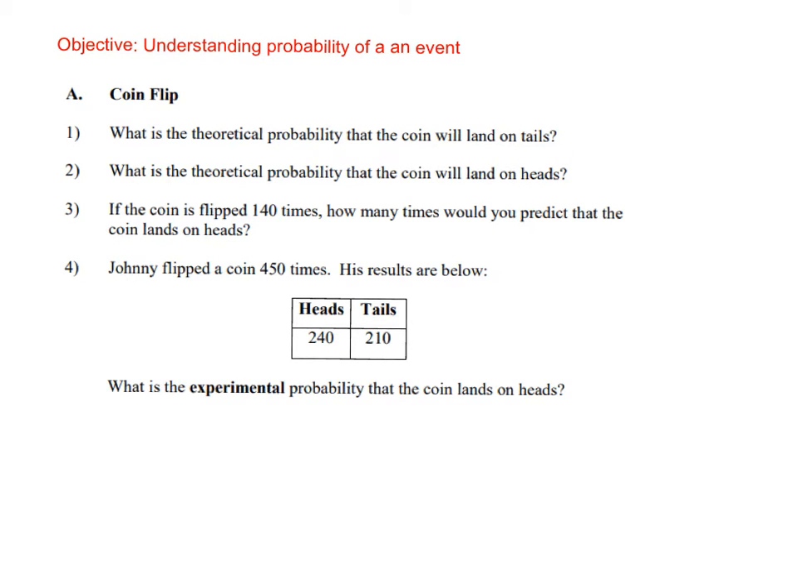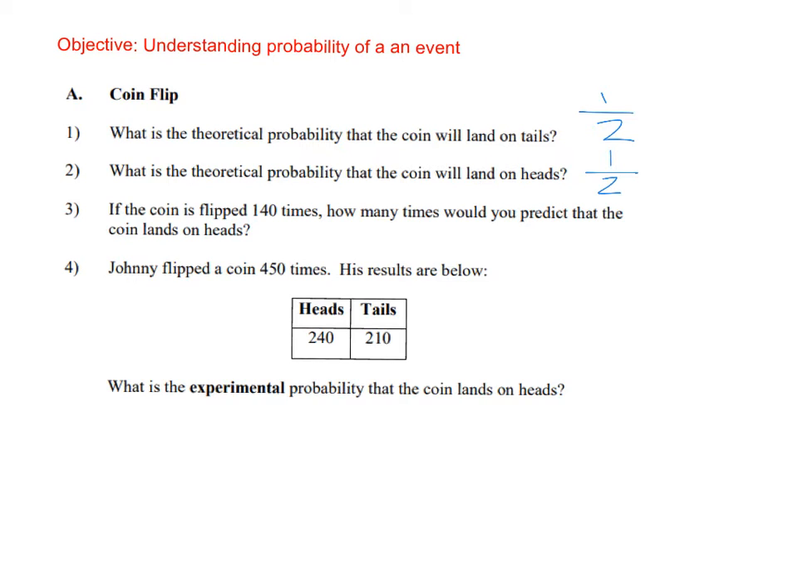I honestly think you guys can all do all of these. These are not that hard. What is the theoretical probability that the coin will land on tails? Well, like we said, that's 1/2. What is the probability of it landing on heads? Again, 1 choice out of 2.